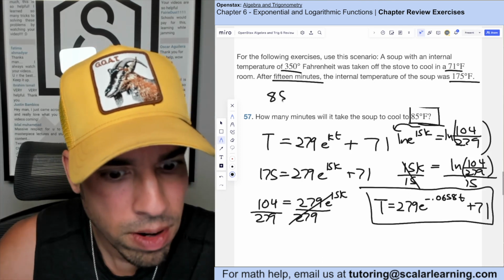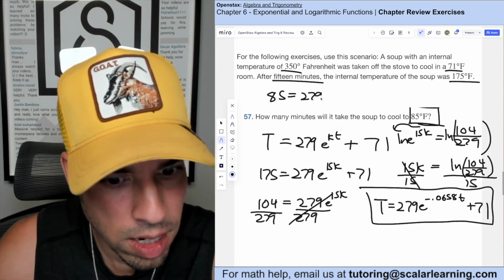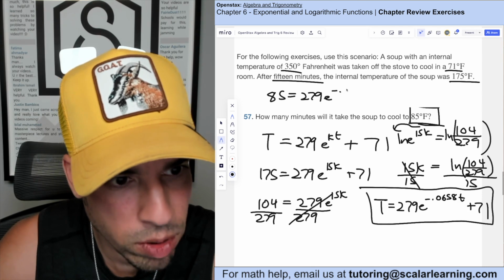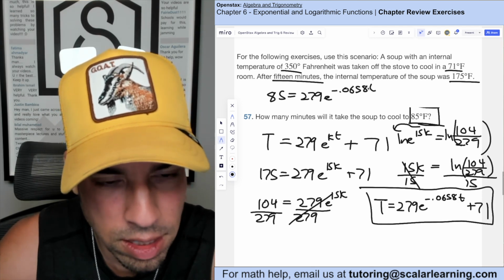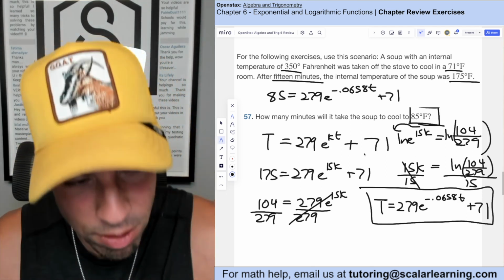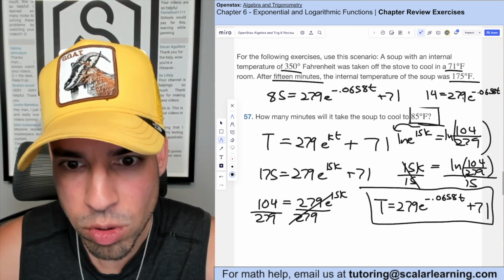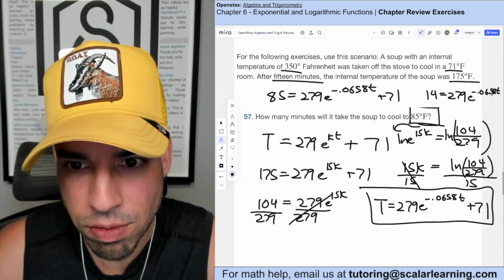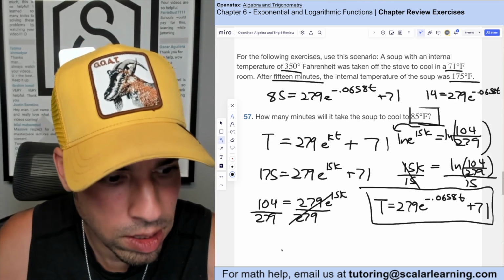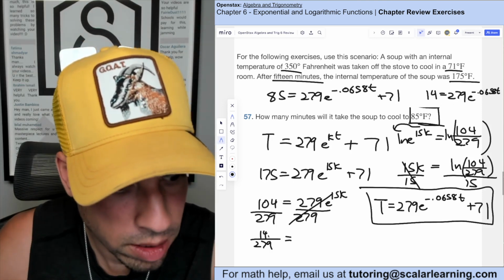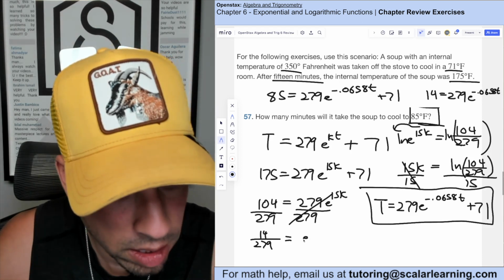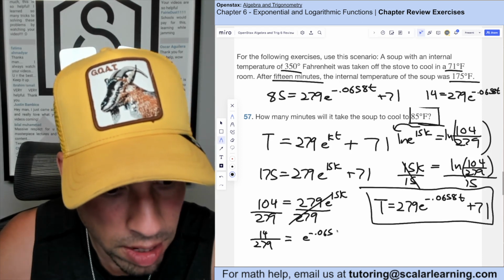So we got 85 equals 279 e to the negative 0.0658 t plus 71. So now we're going to have to do some algebra. So we're going to subtract 71 from both sides first, and I get 14 equals 279 e to the negative 0.0658 t. Then we're going to divide both sides by 279. So now we're writing down here, we got this equals e to the negative 0.0658 t.